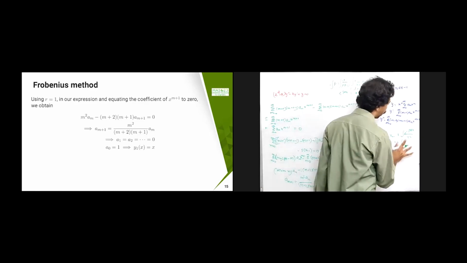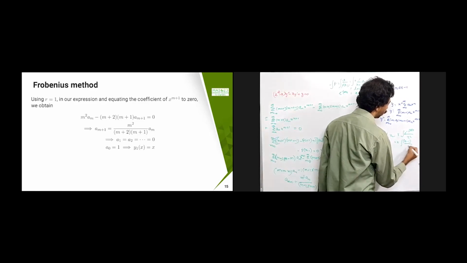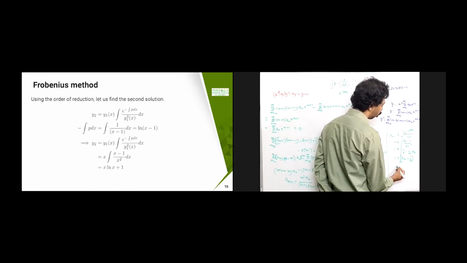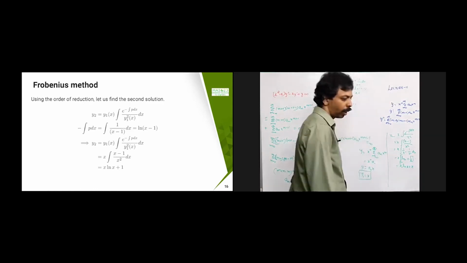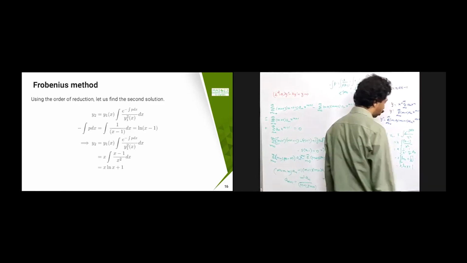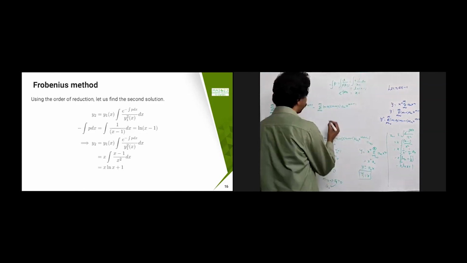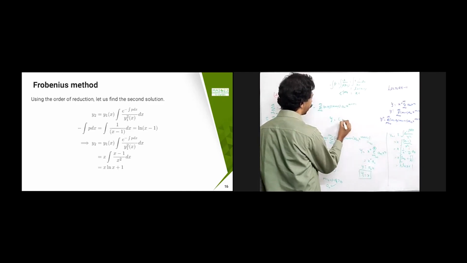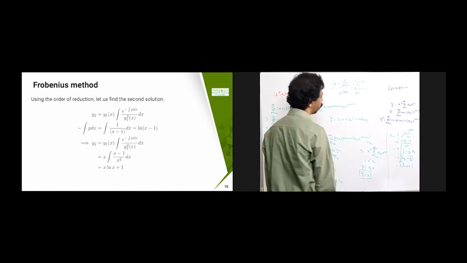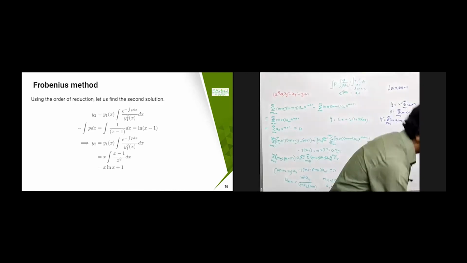Okay, so therefore this is going to become like x minus 1 divided by x, which is like x into ln x, and then plus 1 by x into dx. Therefore, this is going to become like x ln x plus x. Okay, so y2 is going to become like 1 plus x ln x. Therefore, your y in general you can write as c1 into x plus c2 into 1 plus x ln x. This is going to be the general solution. So we found both solutions.